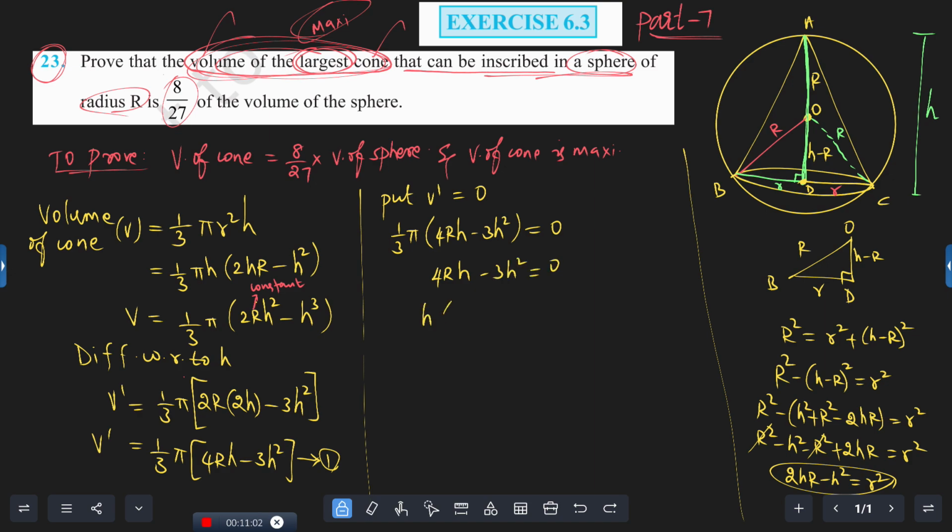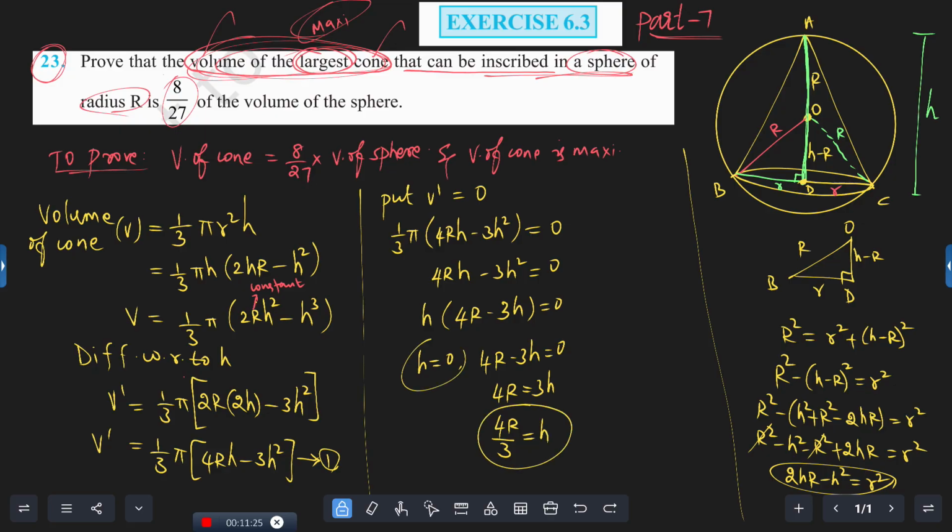Okay, h, if I'm taking it outside, 4 times r minus 3 times h is equal to 0. Here h is equal to 0 is coming, and 4 times r minus 3 times h is equal to 0. So 4 times r is equal to 3 times h, then 4 times r divided by 3 is equal to h. This is my required value of h. This h equal to 0 is not possible.